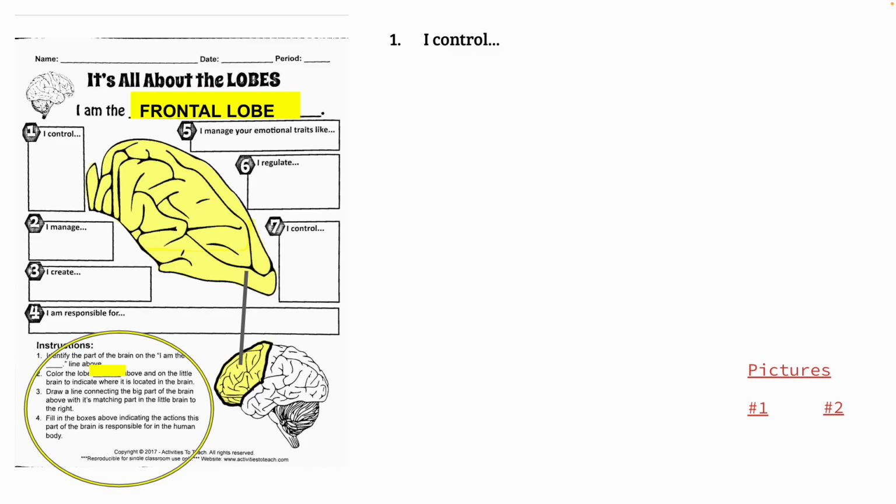So number one, I control. The frontal lobe controls judgment and reasoning. So if you are riding your bike and you decide that you think it's safe to cross traffic, you're stopping at a stoplight and you look both ways and it's safe to cross traffic, that's judgment and reasoning. You're using your frontal lobe for that.